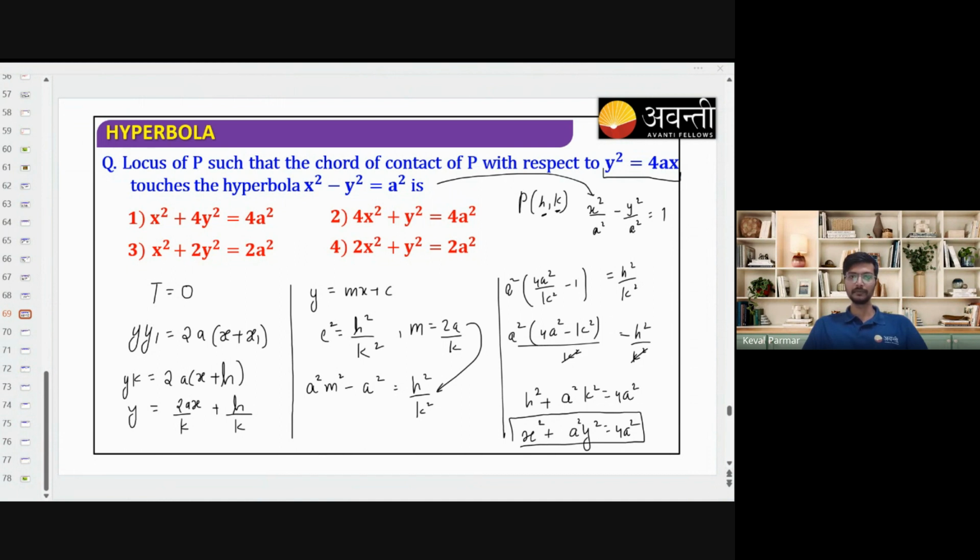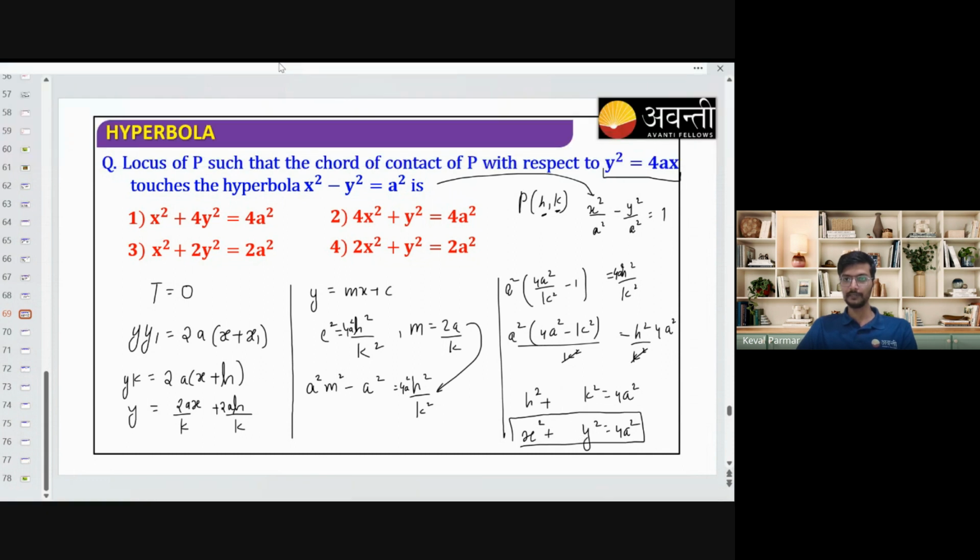Did we make a mistake, guys? x square plus something equals 4a square we got. I think we should get a number here. y y1 is equal to 2a into x plus x1. Okay. So y equals 2ax by k plus... Oh, we made a big error here, guys. Here it should be 2ah by k. It will be 4a squared. So 4a squared, 4a squared. Now it's correct.